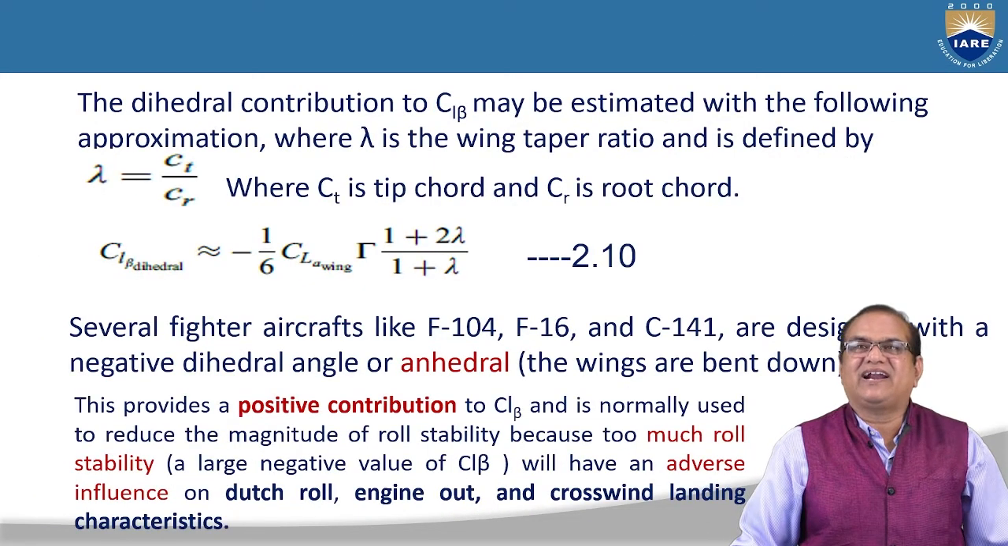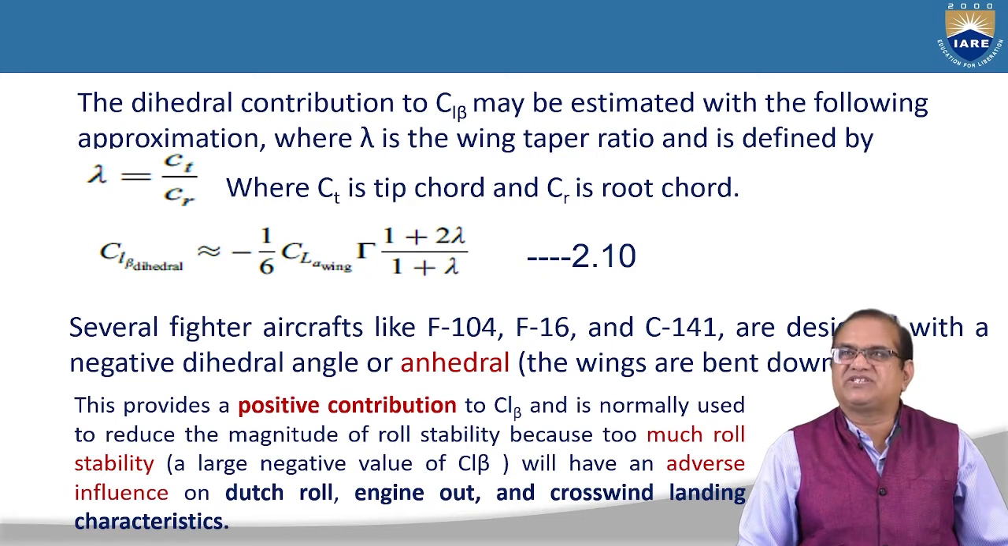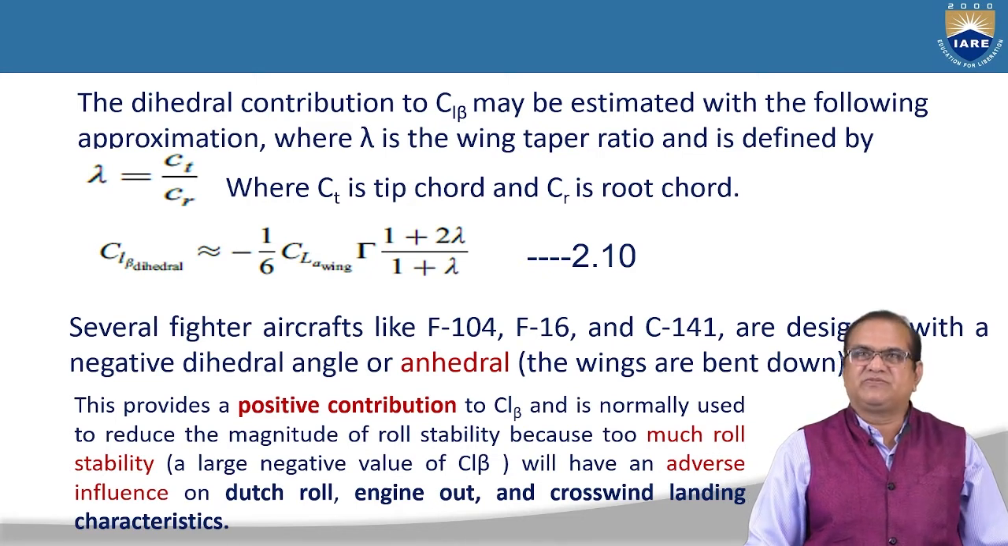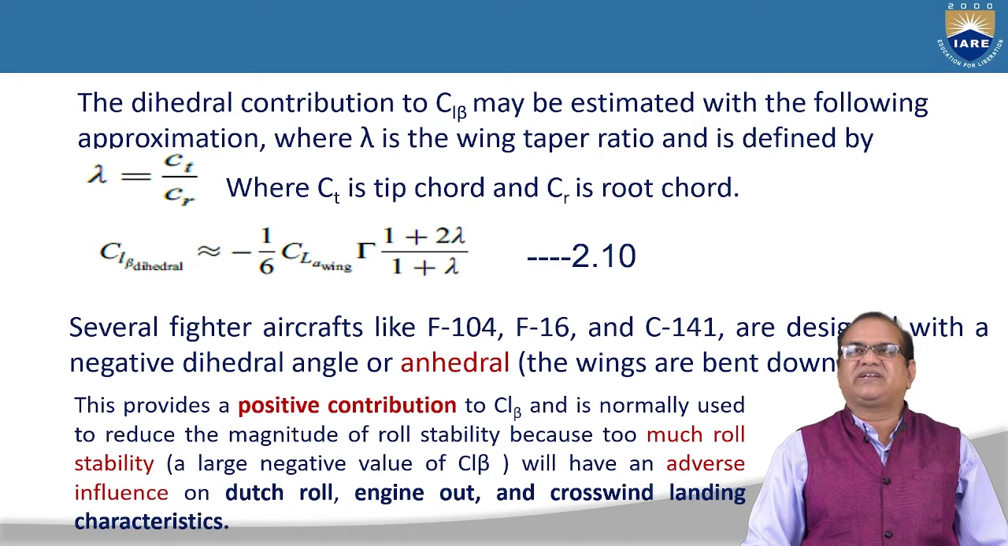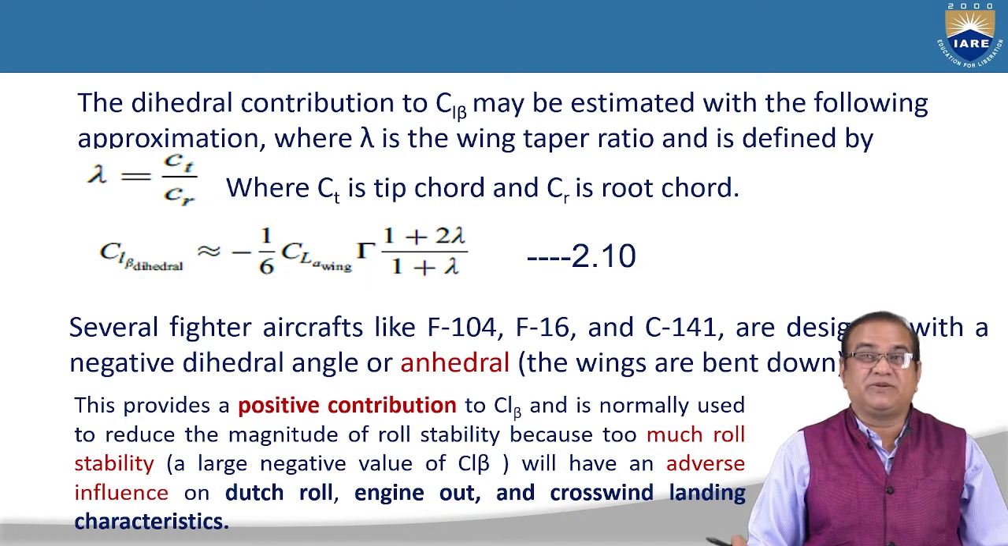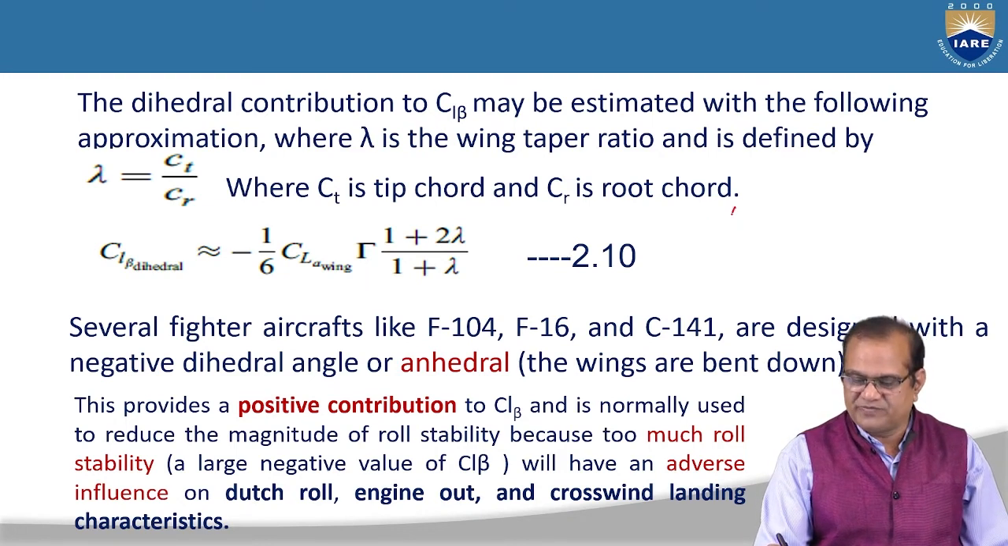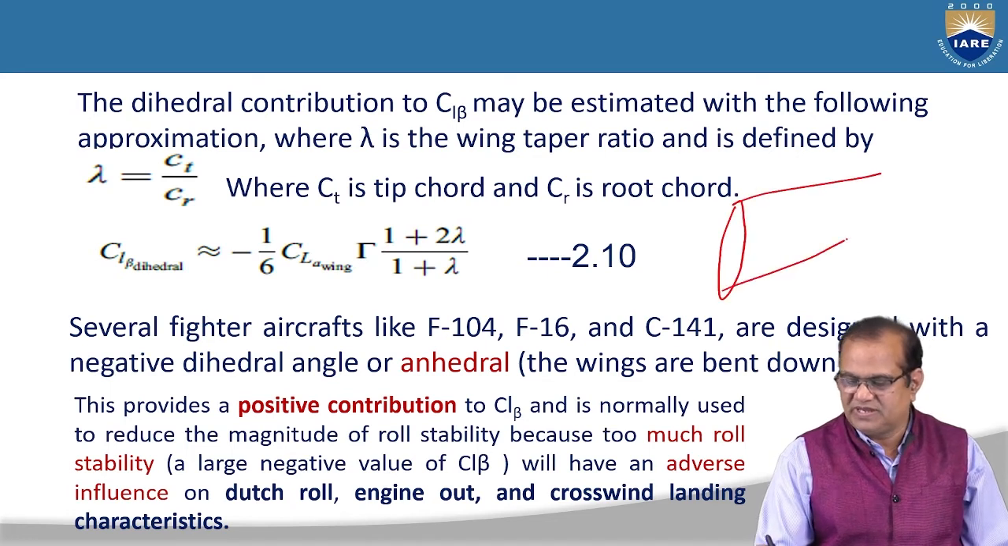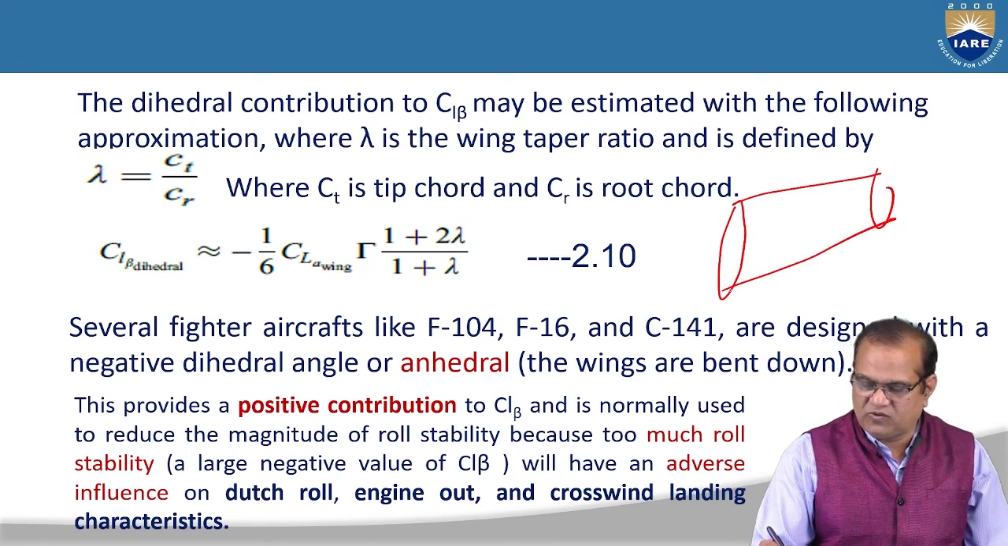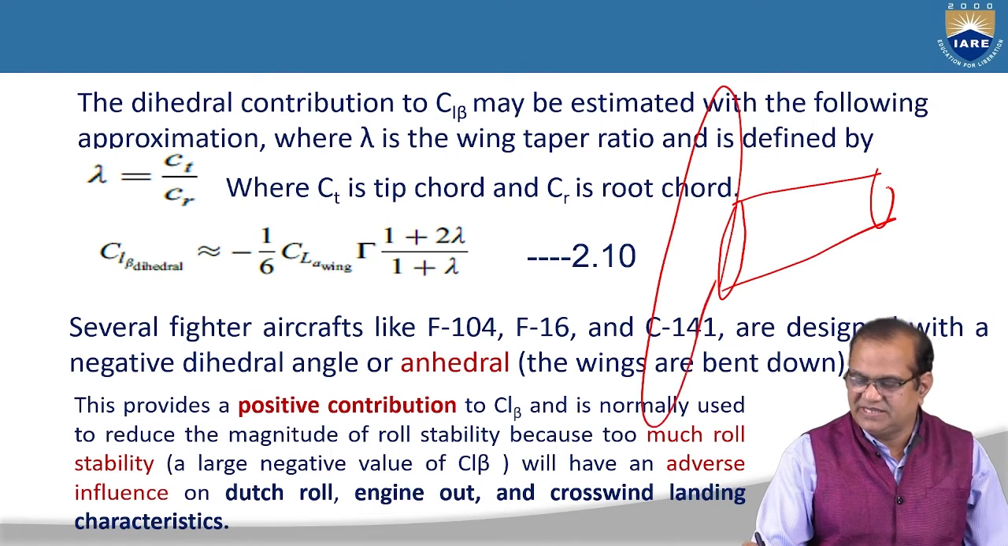The dihedral contribution to CL beta may be estimated with the following approximation, where lambda is the wing taper ratio and is defined as lambda is equal to CT by CR, where CT is the tip chord and CR is the root chord. So what is the meaning of tip chord? So this is your fuselage. This is the tip. So this is called CT and this is called CR.